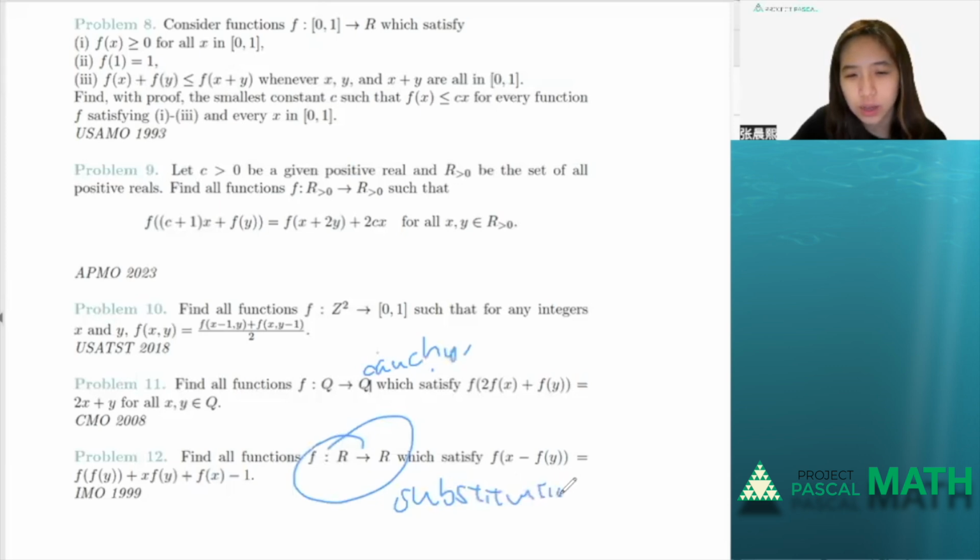Basically this concludes my functional equation lecture. And I hope all the problem walkthroughs have given you a taste of each of the techniques that you need to solve these problems. Yeah, and that will be the end of the lesson. Bye bye.